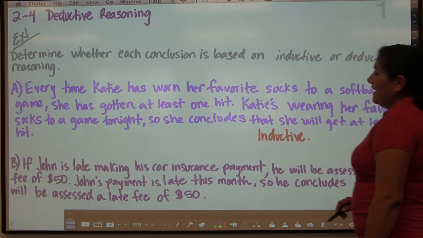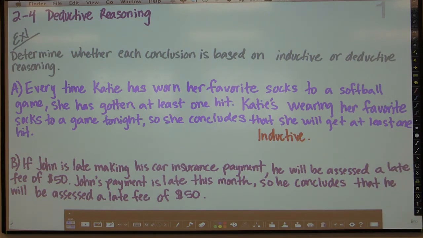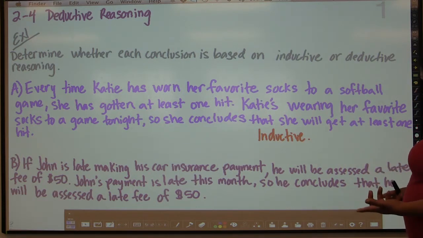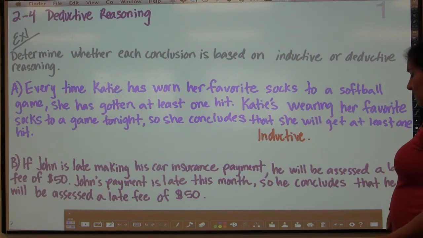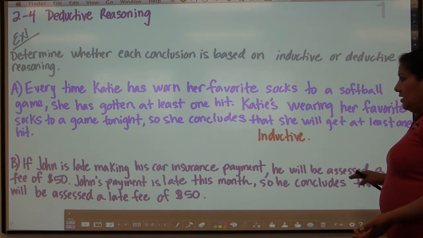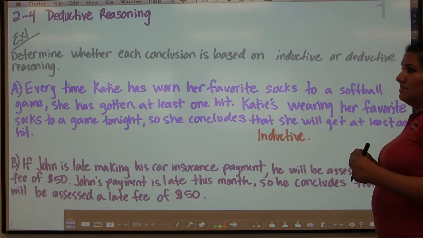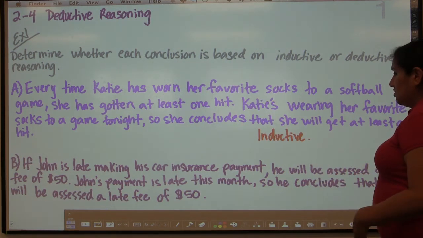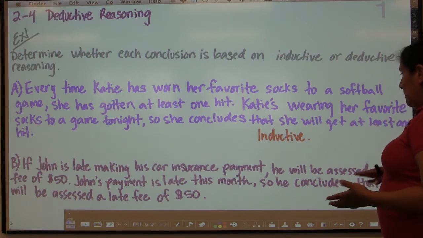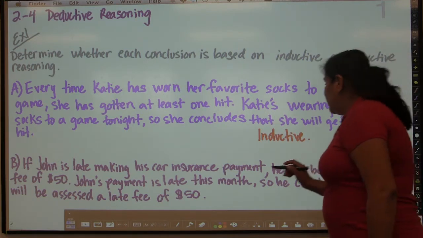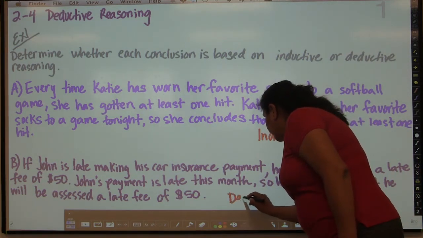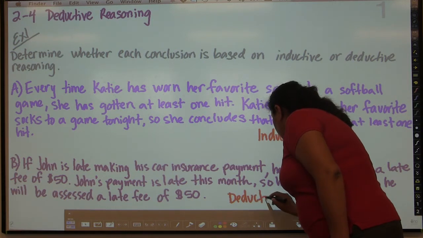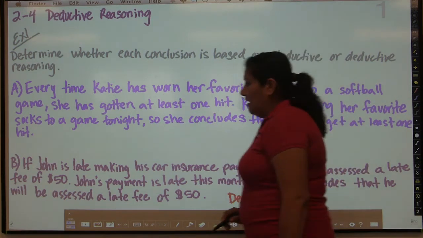All right. B, if John is late making his car insurance payment, he will be assessed a late fee of $50. That is a fact, okay? John's payment is late this month, so he concludes that he will be assessed a late fee of $50 because this is not based on pattern. It's not like he's making this conclusion because he's made his payment late so many times. He's making this conclusion because he was told that if he was late, he would be assessed a late fee. So this is deductive. Deductive reasoning for part B.